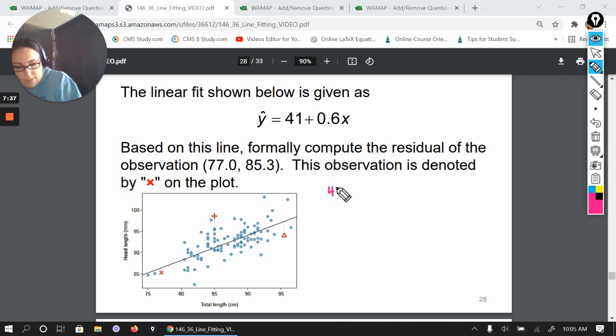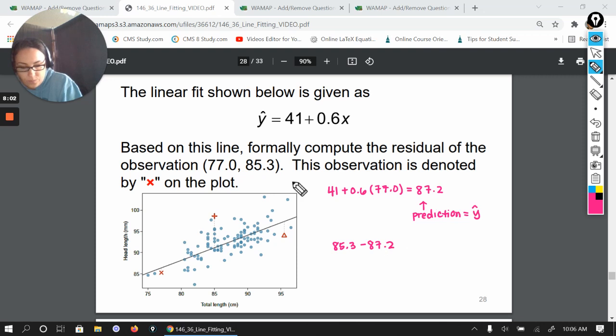So we would take 41 plus 0.6 times the x value, 77.0. This gives us an answer of 87.2. This is the prediction, or in other words, this is y hat. Then 85.3 minus 87.2. So I take the actual data value, y value 85.3, minus the predicted y value 87.2, and I get an answer of negative 1.9. This is called the residual.